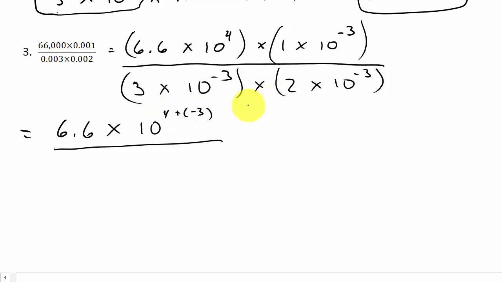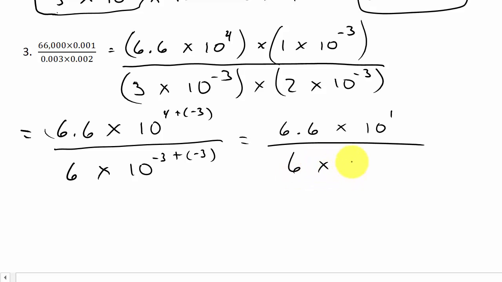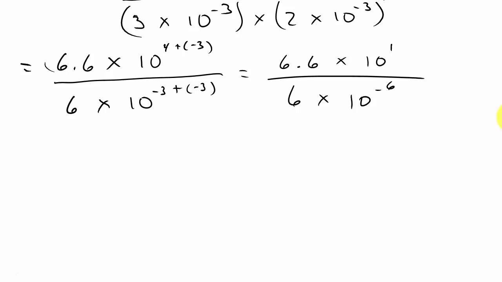And then this one, well, 3 times 2, that's 6. So that's nice. That's going to divide nicely. Times 10, and then I'm multiplying like bases, so I add the exponents. So that's 10 to the negative 3 plus negative 3. And so let's just write this real quick. 6.6 times 10 to the first over 6 times 10 to the negative 6. All right, so let's see what we've got here.